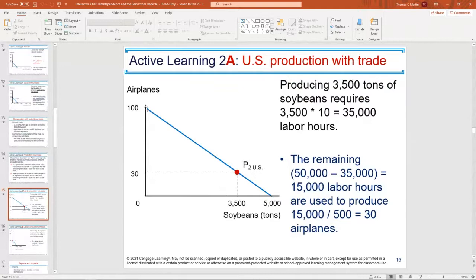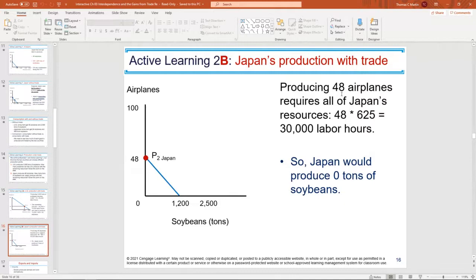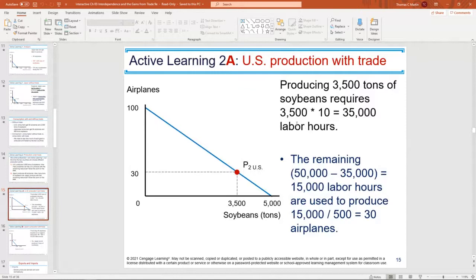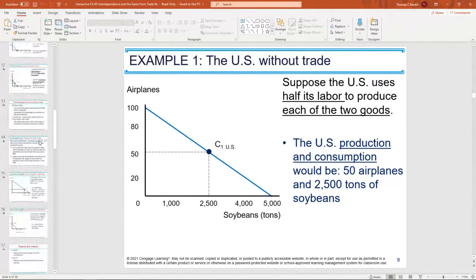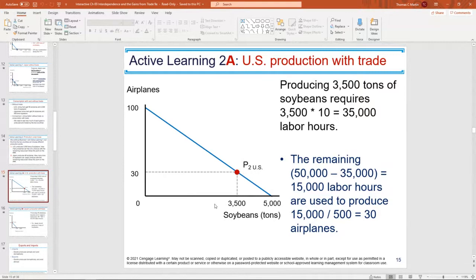So the U.S. production with trade, if we produce 3,500 tons of soybeans requiring 3,500 times 10, we can still produce 30 airplanes. And we see that here, because 50,000 minus the 35,000 is 15,000. Japan, if they produce only 48 airplanes, it requires all their resources of 48 times 625, which is 30,000. And they produce no tons of soybeans. Now, the U.S. is going to want some of those airplanes, because their original desire for airplanes in the U.S. was what? 50 and 2,500 tons of soybeans. So now we're sitting at 3,500. And Japan is sitting there with no soybeans.